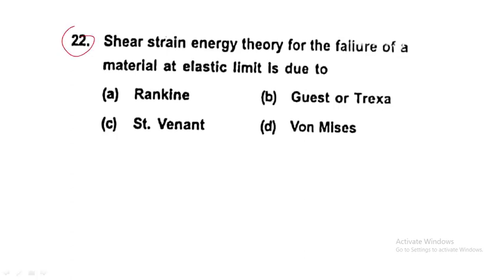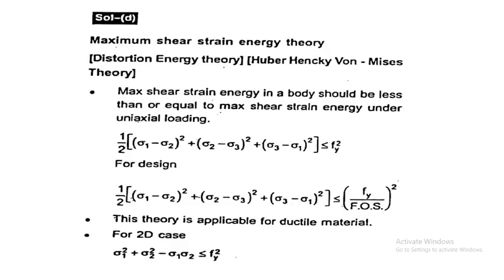Next question. Shear strain energy theory for a failure of a material at elastic limit is due to shear strain energy. We already studied it in the maximum shear strain energy theory. What does it actually say? The maximum strain energy in a body should be less than or equal to the maximum shear strain energy under uniaxial loading, right?